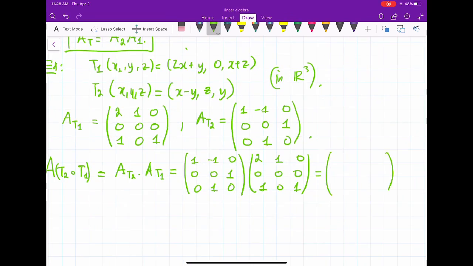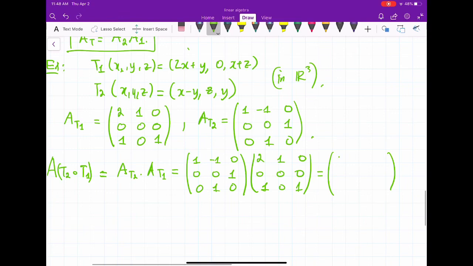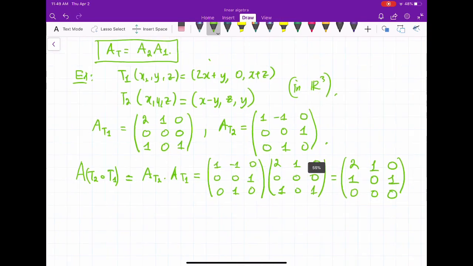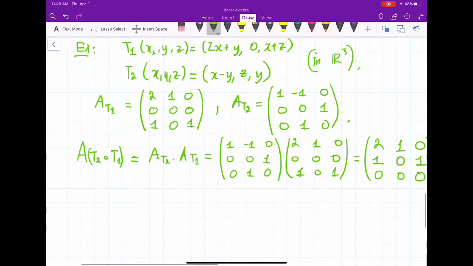The first row with the first column is 2. The first row with the second column is 1. The first row with the last column is 0. The second row with the first column is 1. The second row with the second is 0. This is 1. And then we get 0, 0, and 0 in here. Okay? So that's what you get, the composition of T1 and T2.